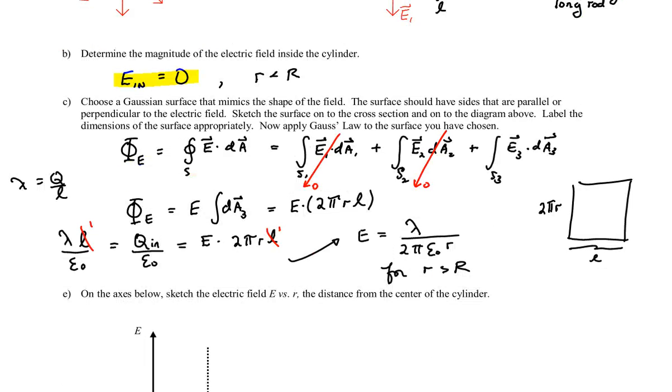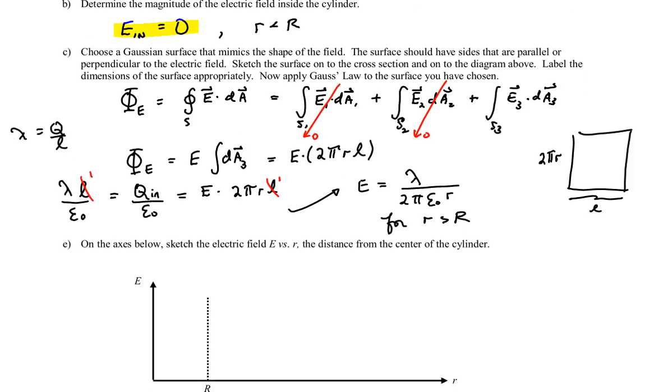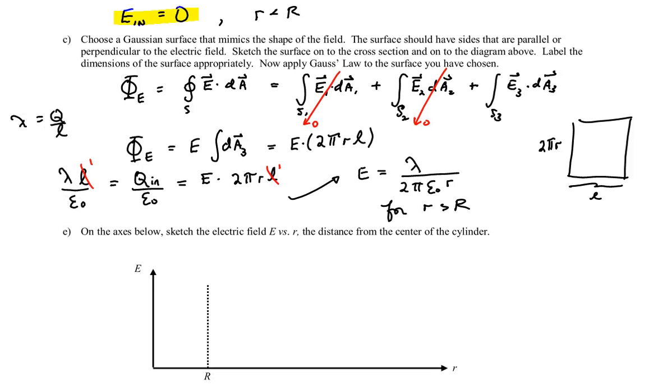Remember that the electric field inside here is going to be 0 when r is less than the radius of this wire. Okay, the next thing we want to do is sketch the electric field versus the distance r from the center of the cylinder in the graph shown down below. So we have two important things to realize. The electric field inside is going to be 0, and the electric field will be equal to this expression when r is greater than the radius of our long conducting wire.